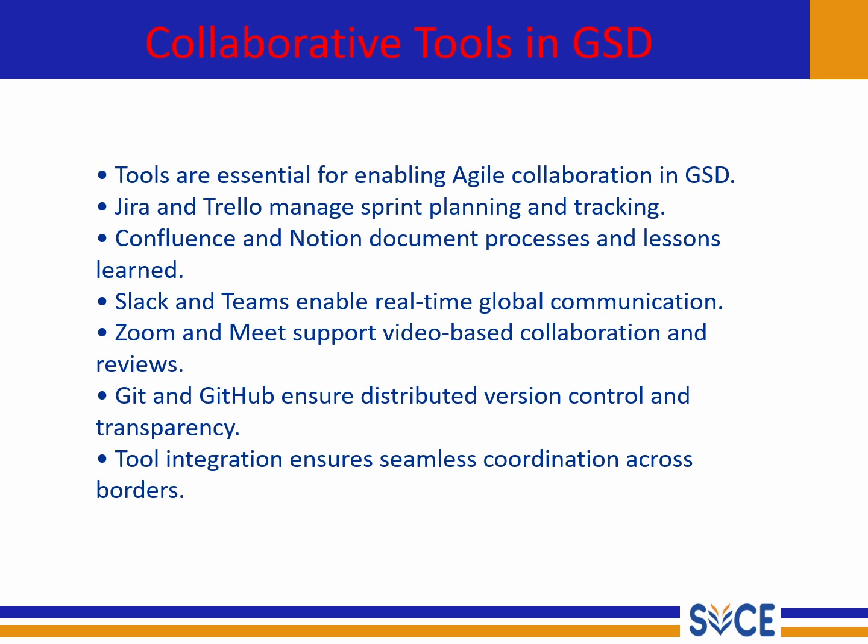Confluence and Notion document processes and lessons learned. They act as shared knowledge bases so teams can easily access project details at any time. Slack and Teams enable real-time global communication. These chat tools make teamwork faster by allowing instant information sharing.